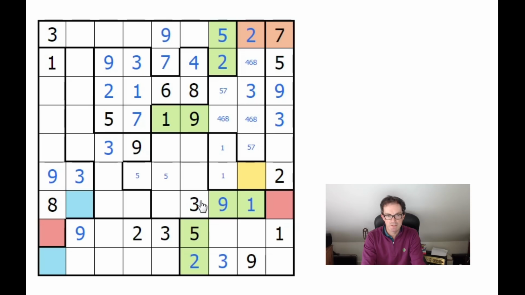Right, so that is good progress. Now let's just see if we can see. This 5 resolves the 5-7 pair. Look, that must be this way round. We've got a lot of 7s in the grid now. So can we do anything with that? I'm not sure.